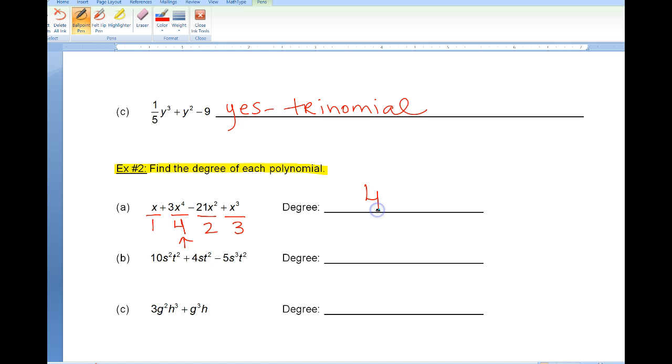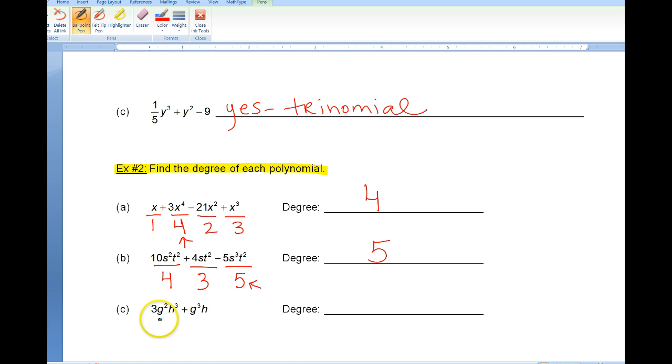So the degree of this polynomial is 4. For example B, the first term, the degree is 4. I'm adding together the 2 and the 2. The second term is 3. The third term is 5. So the degree of this polynomial, which is the largest of the degrees, is 5.